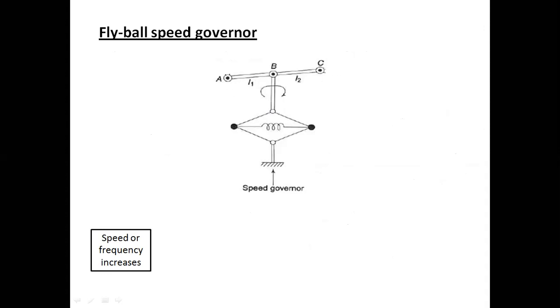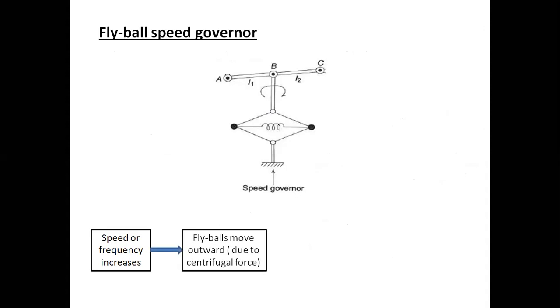Now when speed or frequency increases, the flyballs will rotate faster, and due to centrifugal force, the flyballs try to move in the outward direction. When they move outward, what will happen? The point B connected with the flyball will move in the downward direction, like this.